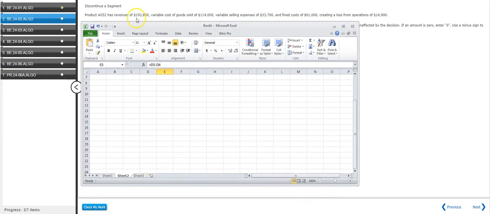Alright, product AG. Should we discontinue a segment or not? So this segment is losing money. It's losing $14,900, showing a loss of $14,900. But just because it's showing a loss doesn't mean it's always beneficial to shut it down. It doesn't mean we're going to save $14,900 from shutting this down. So we may not want to shut it down. What we want to do is take the sales number and subtract out any variable cost.